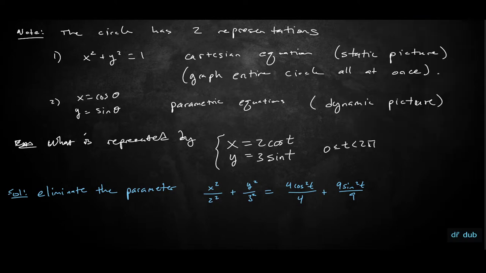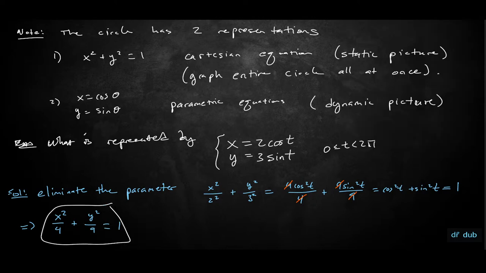So a little intuition there told me divide by that coefficient squared. That cancels. So we get cos² t + sin² t equals 1. So actually we get the equation x² over 4 plus y² over 9 equals 1, and we know that that is an ellipse equation. So that's the equation of an ellipse. So you can actually parameterize an ellipse with parametric equations, no problem. x² over 4 plus y² over 9.